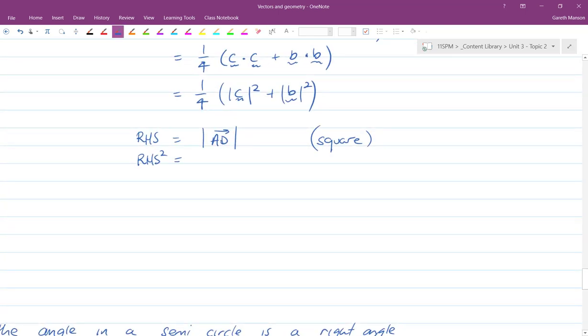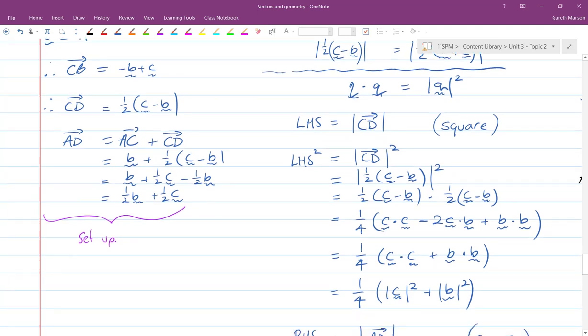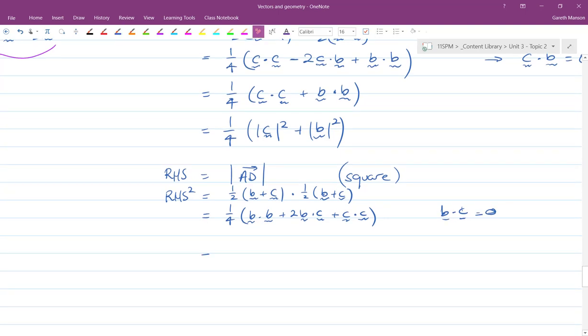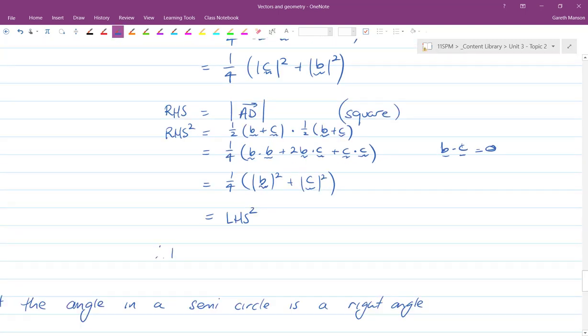AD becomes a half. Now AD was half B plus half C. So half B plus C dot a half B plus C. The halves come out the front to make a quarter, and the B plus C becomes B dot B plus 2B dot C plus C dot C, and obviously the B dot C is equal to 0 again, and this becomes a quarter of the magnitude of B squared plus the magnitude of C squared, and this is equal to the left-hand side squared, and therefore left-hand side is equal to right-hand side as required.